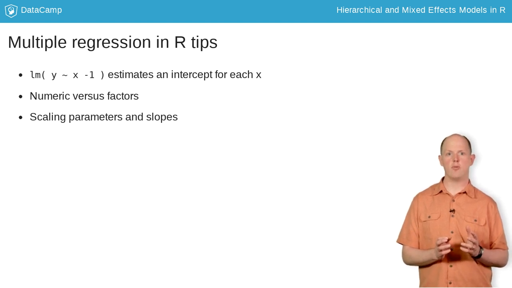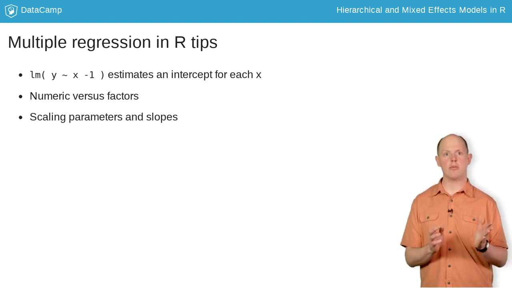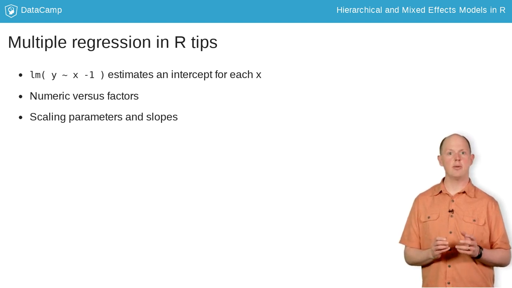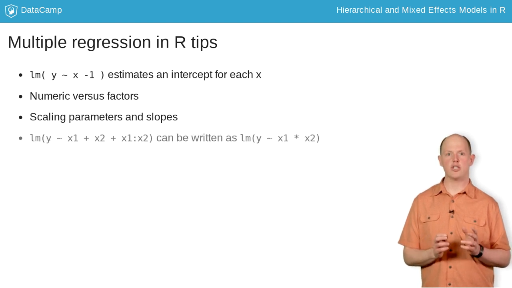For example, if one predictor is in centimeters and the other in thousands of centimeters, using km or kilometers for the second predictor would be more appropriate. Also, when using time for a slope estimate, you may want to rescale and use 0 for the start. Last, a shortcut for an interaction is x1 times x2 rather than using the plus colon syntax.